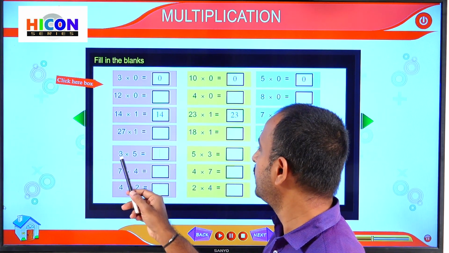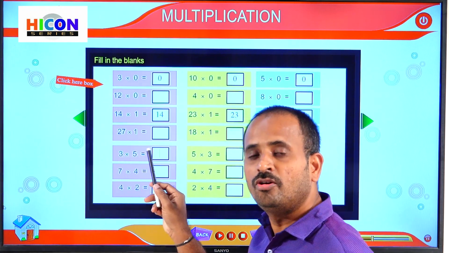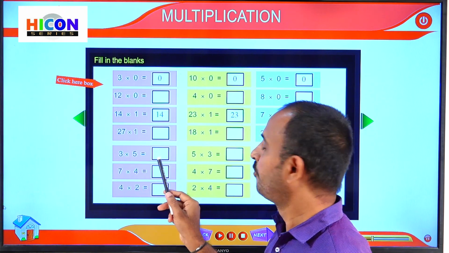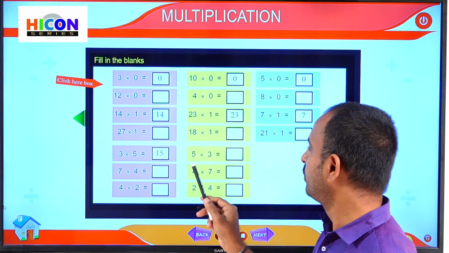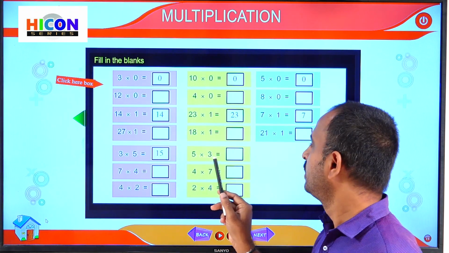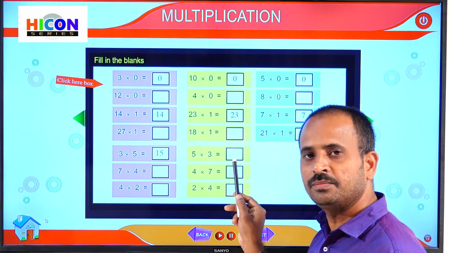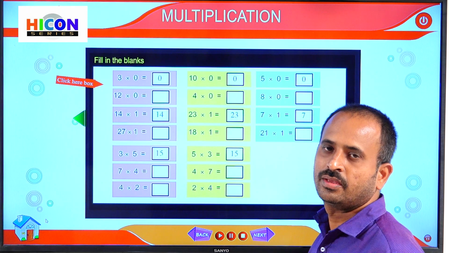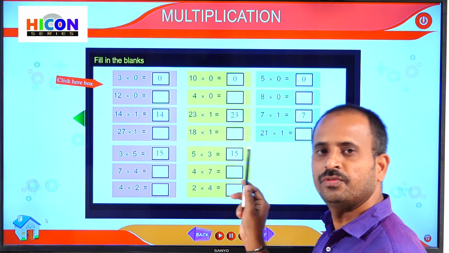So first multiply these two numbers, 3 into 5. 3 fives are how much, children? 3 fives are 15. So again, 5 into 3. According to multiplication facts, if you multiply two numbers in any order, the answer will be the same. That is 5 into 3 also becomes 15. So 3 into 5 is 15, 5 into 3 is also 15.